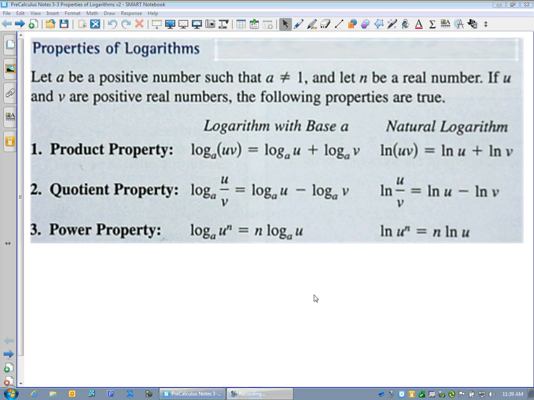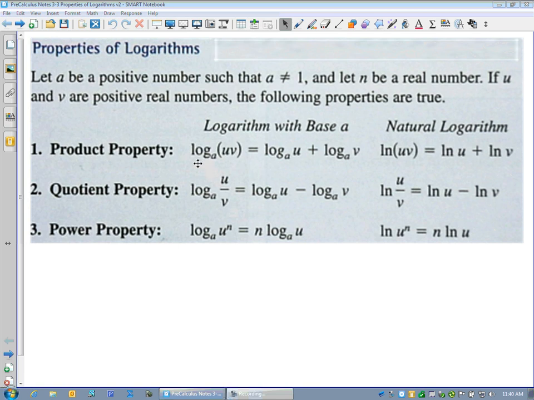These properties are going to go hand in hand with our laws of exponents, so if you know the exponent laws well, then these will be very similar. Now, for our properties, when we use the variable a, just like our discussions before, a is going to be a positive number that is not equal to 1. And for the u and the v, as long as those are positive real numbers, then we have the three following properties that can allow us to either break up or combine logarithm expressions.